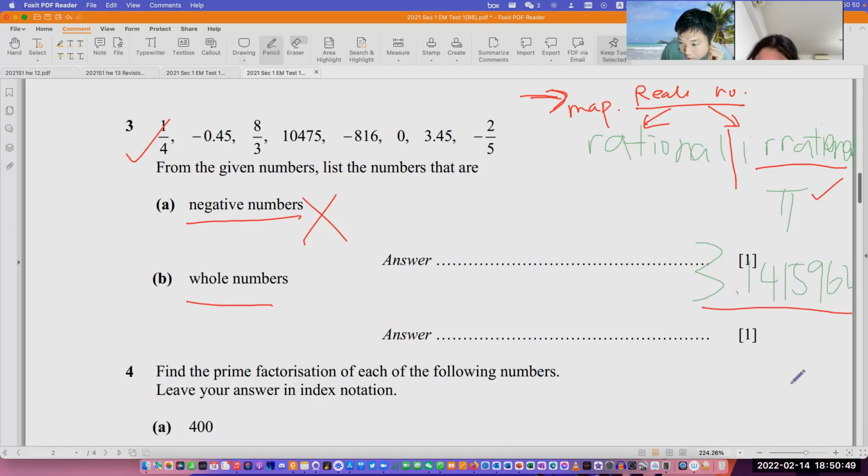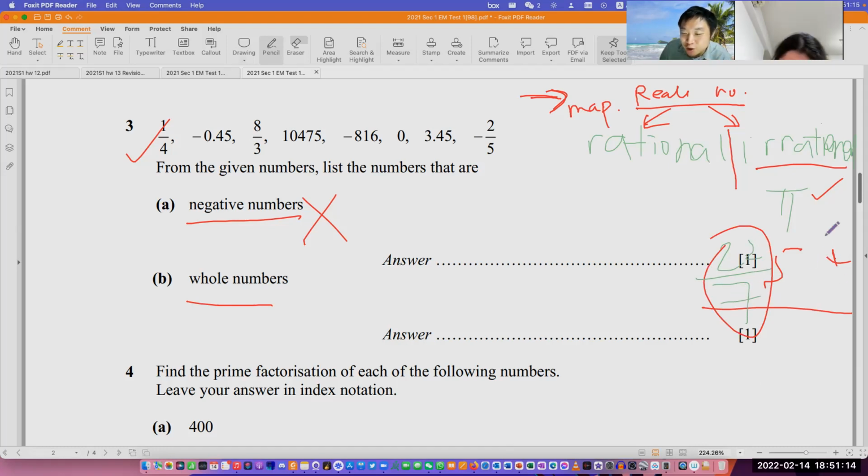No, this one stops. 3.1415962 stops at 2, so it's not non-stop, right? Square root. This is a fraction. This fraction shouldn't be in irrational. Come on. Fraction should be here, under rational. Rational is integers and fractions.